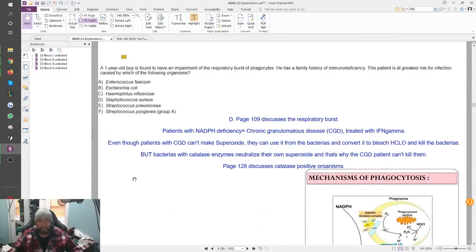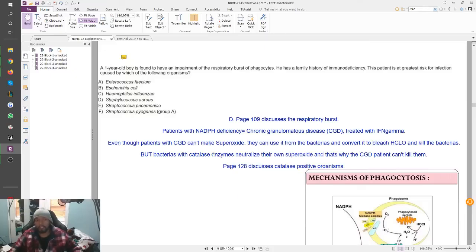59. So a 1-year-old boy is found to have an impairment of the respiratory burst of phagocytes. He has a family history of immunodeficiency. Patient is at greatest risk for infection caused by which of the following organisms? So respiratory burst is related to the NADPH stuff, right? And this patient has NADPH oxidase deficiency. That's known as chronic granulomatous disease, which is treated with interferon gamma.